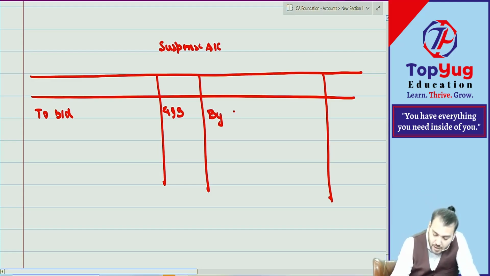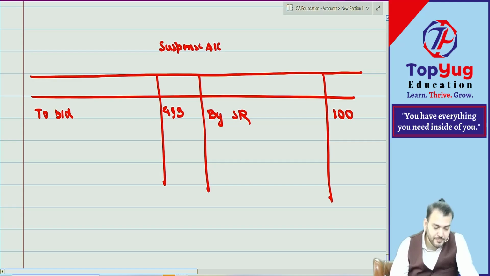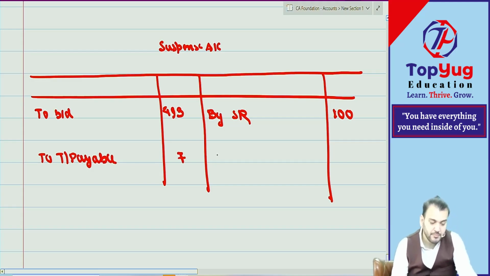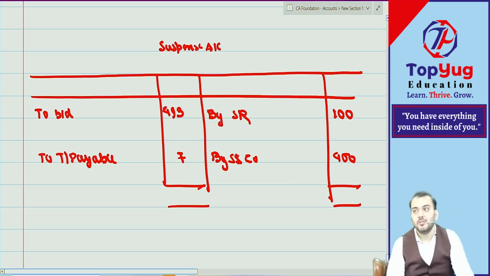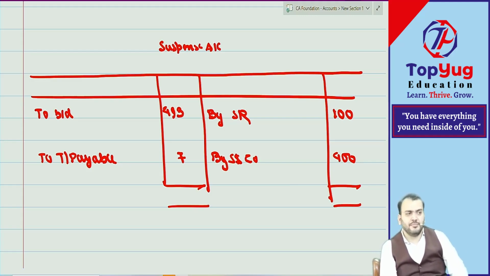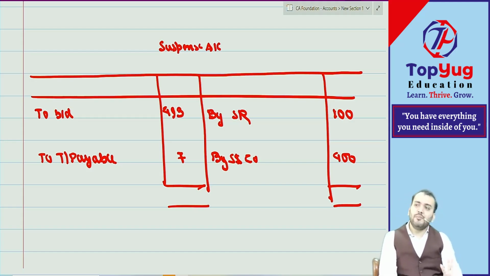Buy how much? Then what? To trade payable how much? To trade payable 7. Then by Singh and Company how much? And you can see this will be automatically closed. Suspense account will not appear in balance sheet. It is automatically closed. Got it? Correct. Very simple. So we have understood second stage.